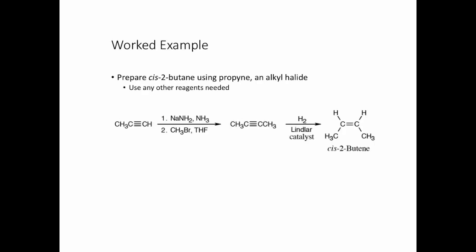So for example, I might say prepare cis-2-butene, this should be butene, using propyne and an alkyl halide and any other reagents needed. So this would be the final product. So how could you get to that from something else?